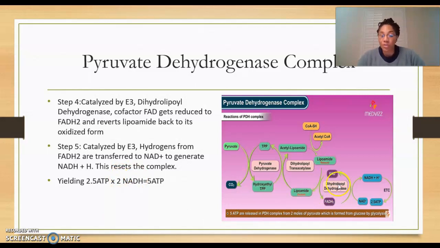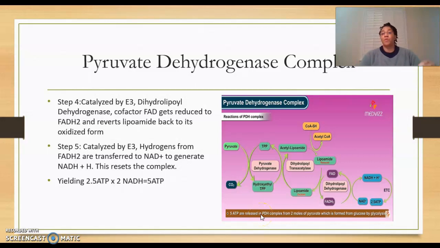Then you have step 5, which is also catalyzed by E3. The hydrogen from the FADH2 is transferred over to NAD+ to generate NADH plus H+. Now that just resets the whole complex. So you're only yielding 2 NADH in this instance. In the pyruvate dehydrogenase complex, you get 2.5 ATP per 1 molecule of NADH.